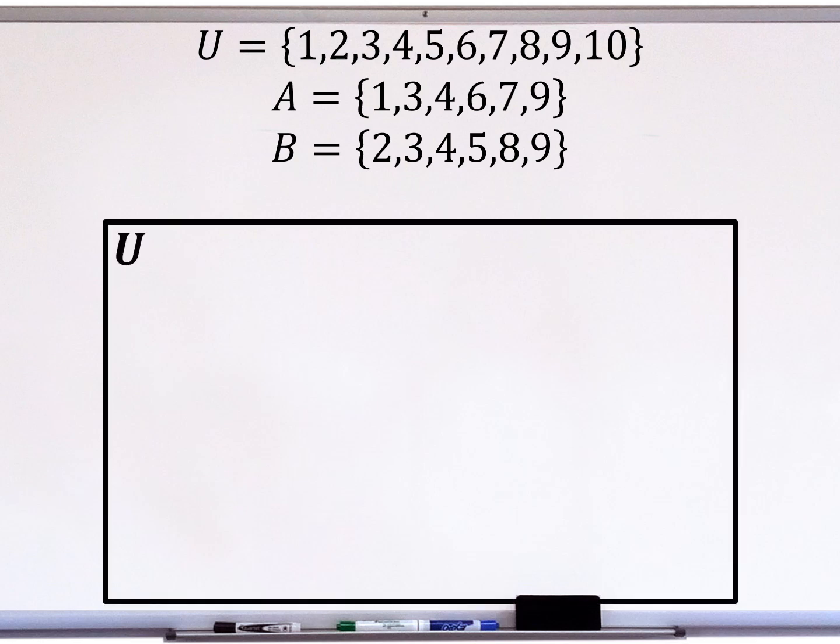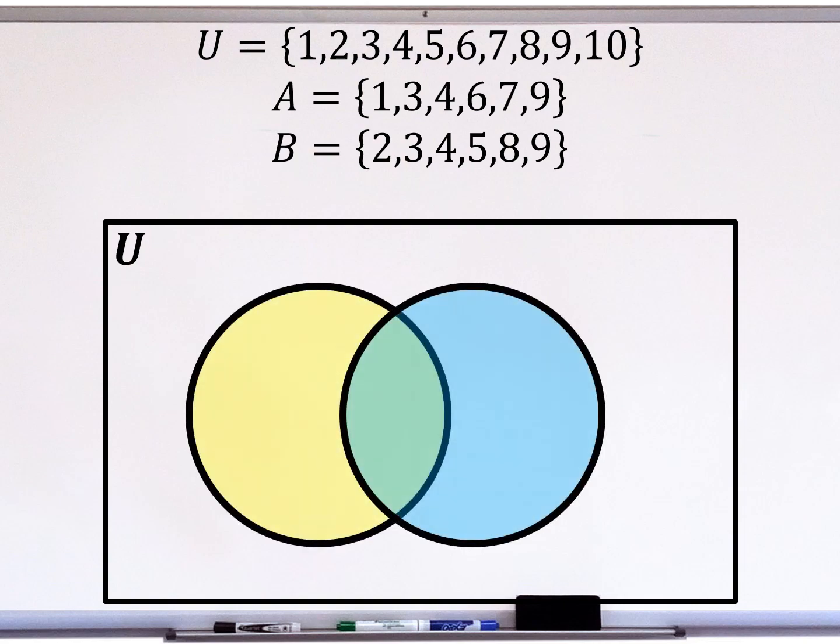Okay, so first things first, draw a rectangular box and write the capital letter U at the upper left corner inside the given box. Then draw two circles, and identify the common elements between set A and B. The common elements between set A and B are the numbers 3, 4, and 9. So you're going to write the numbers 3, 4, and 9 in the green region.